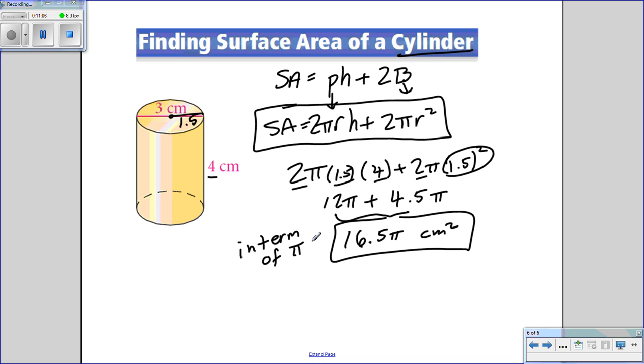If your directions tell you to do that, or we can calculate that out now, 16.5 times pi, and round it, we get approximately 52 centimeters squared. So those are the same answers, just in different forms. Hopefully you learned something about finding the surface area of a cylinder and a prism. Remember, cylinders always have a circle as their base, and with a prism, the base can change.